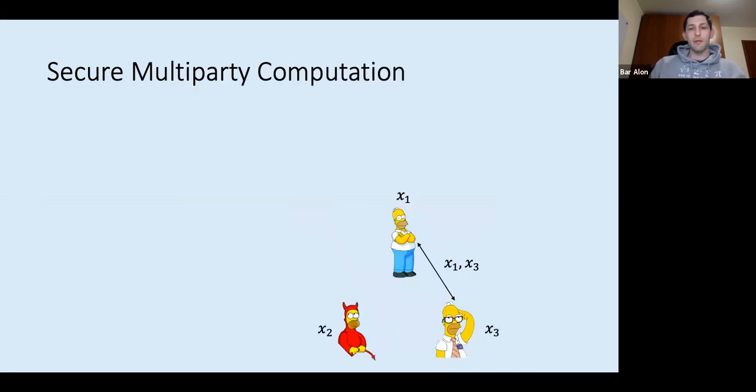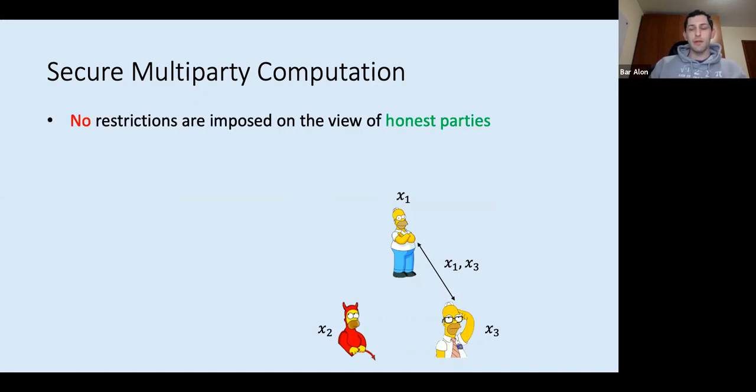And the main reason why this is fine is because when we define security, we only care about what the malicious party sees, what the adversary attacking the protocol sees during the execution. And we don't care about what the honest parties see. And this is what the definition says.